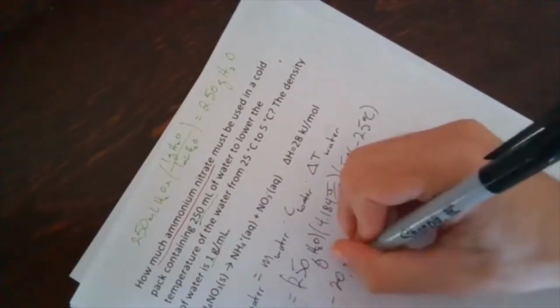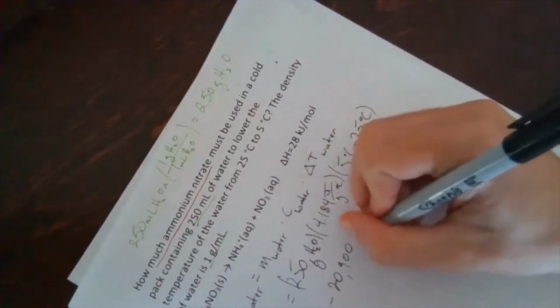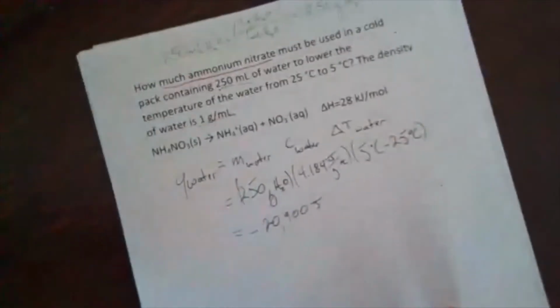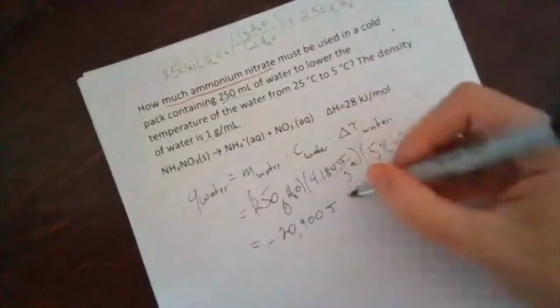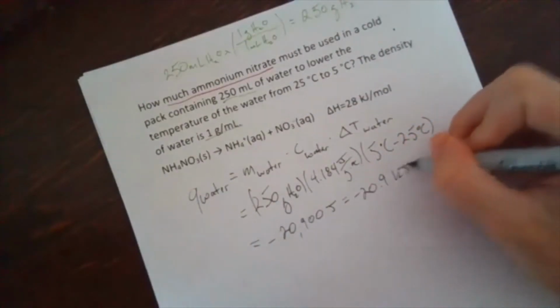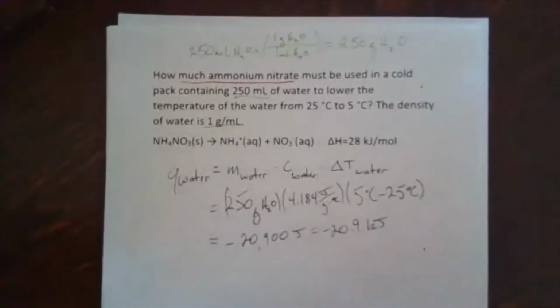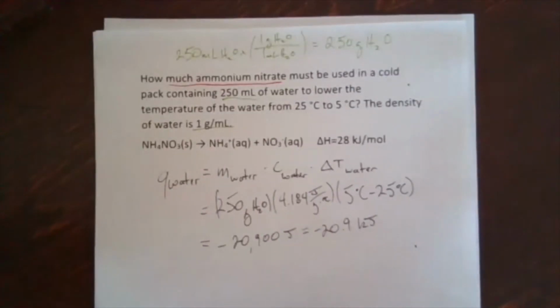If I put all of that together, I get negative 20,900 joules. So that's a lot. I'm going to convert that into negative 20.9 kilojoules, dividing by 1,000 to go from joules into kilojoules.